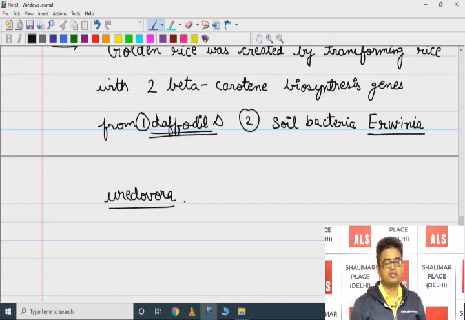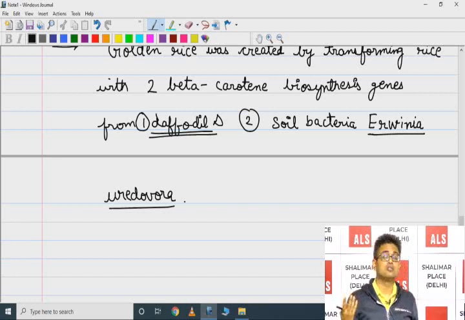So it's not given in NCERT. That is the problem. They ask some questions which are not given in NCERT at all. Bt cotton is given in NCERT, but golden rice is not properly discussed. Not even this information is given, what I am telling you right now. But the question came asking which is the source of this gene. So daffodil is the source of that gene.